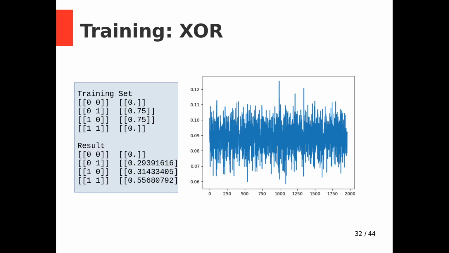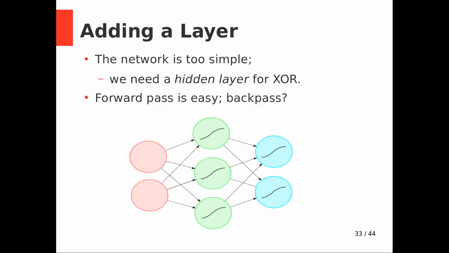And again, the problem here is that our very simple two-weight, one-layer network just doesn't have the computational power to do this, right? It's trying to find solutions, but mathematically no solution exists. Well, okay. So what we're going to need to do is add a layer.